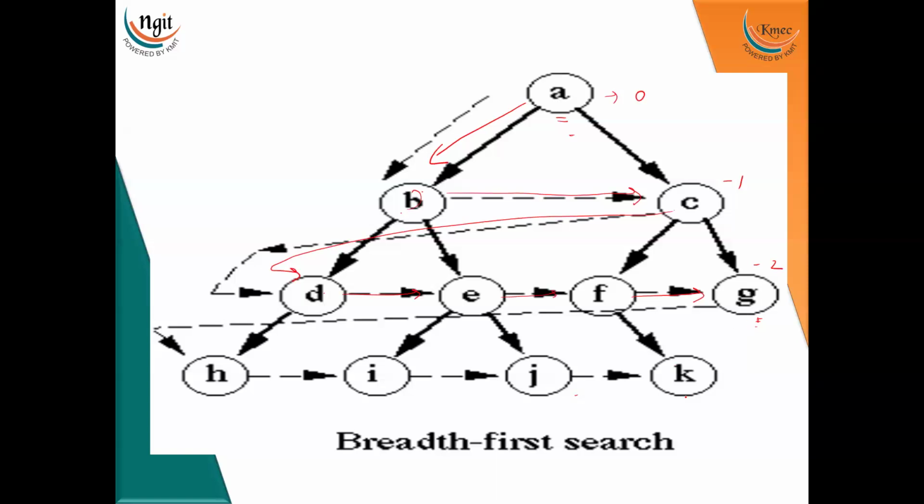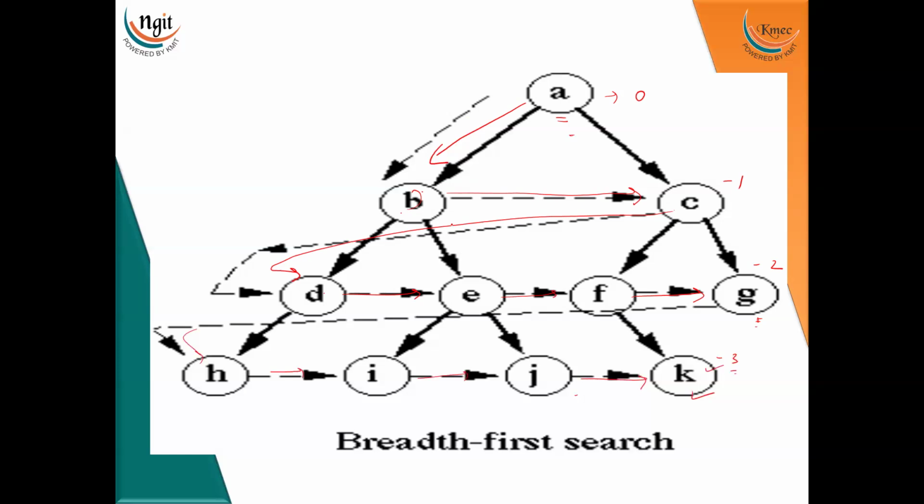But let us say suppose K is our goal node. Now level 2 we have finished. Now we will go for the search process of level 3. From G it is going to visit H, from H to I, and I to J, then from J to K. That is level-wise. It is going to visit all the nodes and the process will continue until we reach the goal node. So this is the breadth first search algorithm.